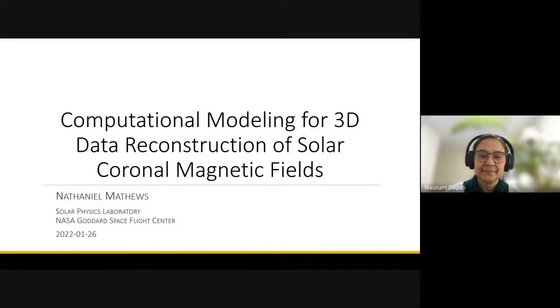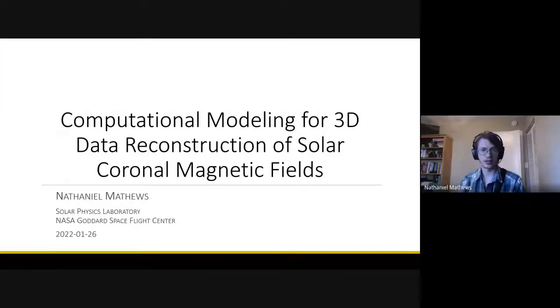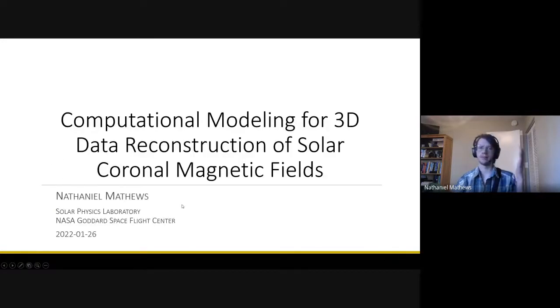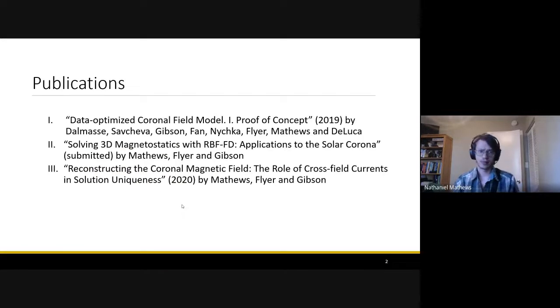Just share this. Great. So this is a talk on computational modeling to reconstruct coronal magnetic fields that are currently present in the sun or recently present in the sun. There are 3 main publications that this work is based on. One of them is submitted for publication currently.